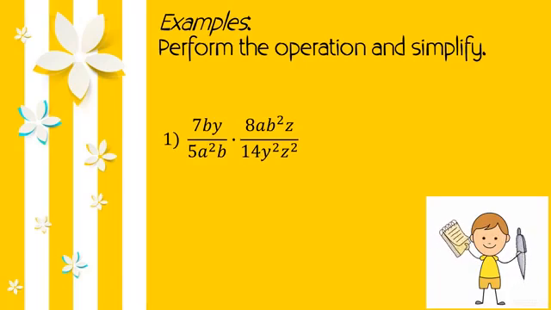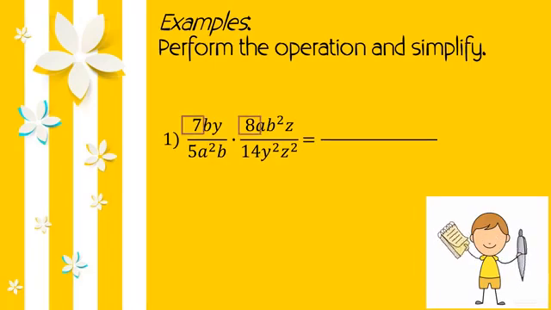So let's perform multiplication. In multiplication of rational expressions, we directly multiply the numerator, that is numerator times the numerator. And also, we directly multiply the denominator, that is the denominator of the first fraction times the denominator of the second fraction. Okay, so let's do that one. So let's proceed with our numerators. So let's multiply the constants first.